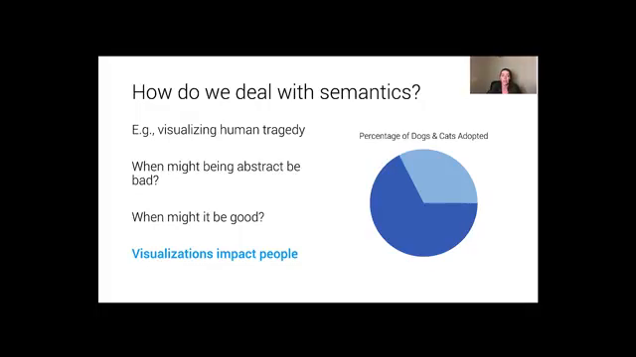For example, if we're showing data about human tragedy, is it appropriate to use abstract and clinically detached marks? For example, is it acceptable to show the same design for the percentage of cats and dogs adopted as it is to show for people injured or killed in a particular natural disaster? There are cases where being abstract can be bad. It can allow us to forget about the fact that there are faces and there are people and there's meaning behind the data.